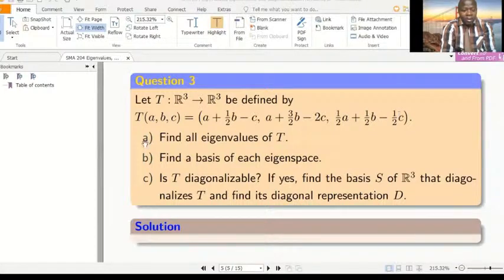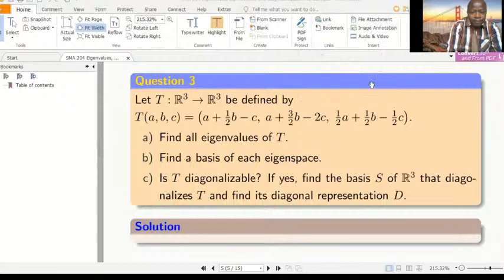Then find all eigenvalues of T, and then find the basis of each eigenspace. And then the other question is: is T diagonalizable, and if yes, find the basis S that diagonalizes T, and then find the diagonal representation matrix. Let's go straight to the answer. The way we do this question is similar to the way we've been doing the other questions. So what you do is that you formulate the matrix here.